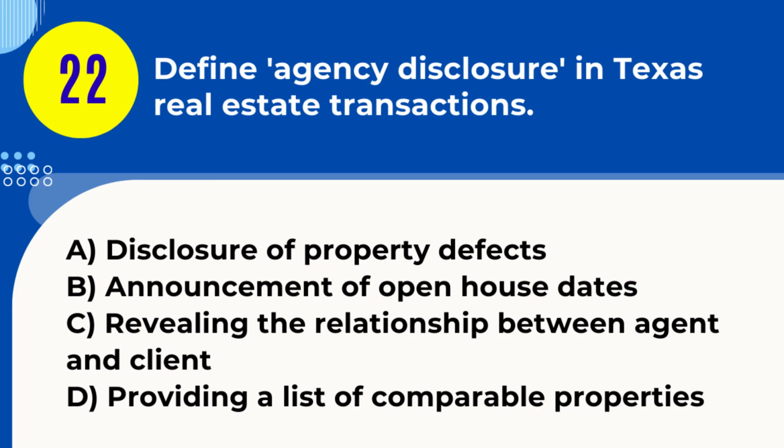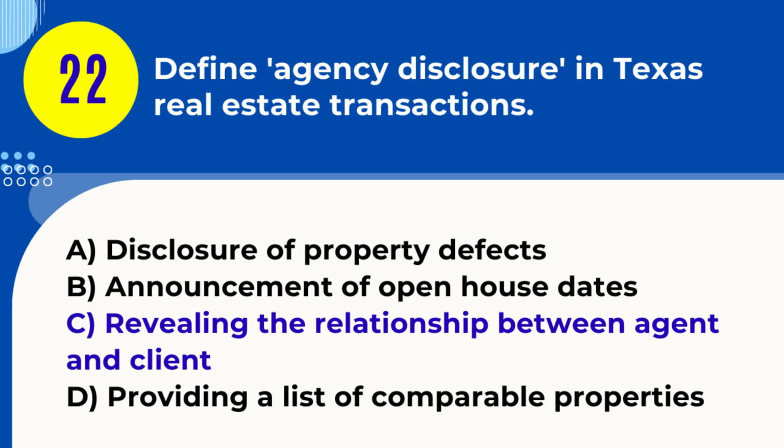Question 22. Define agency disclosure in Texas real estate transactions. A. Disclosure of property defects. B. Announcement of open house dates. C. Revealing the relationship between agent and client. D. Providing a list of comparable properties.